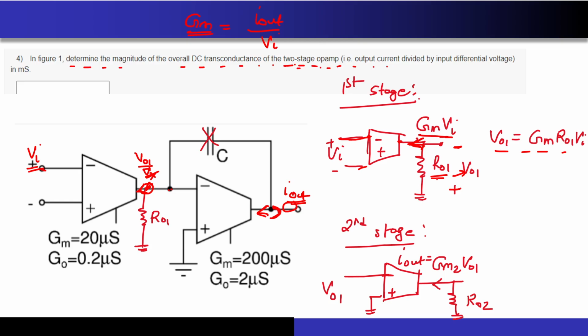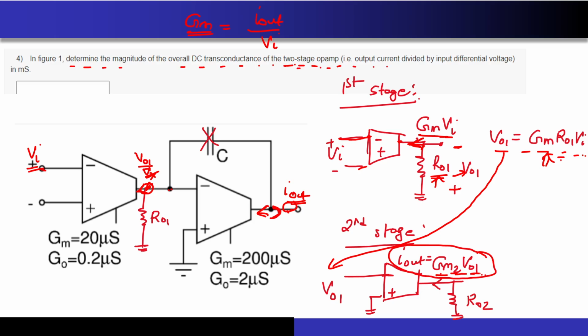This current when flown through the RO1 will generate this particular voltage. Correct? And now when I apply this VO1 voltage at the input of the second stage, what is going to happen? The GM2 times VO1 current will be flowing at the output.